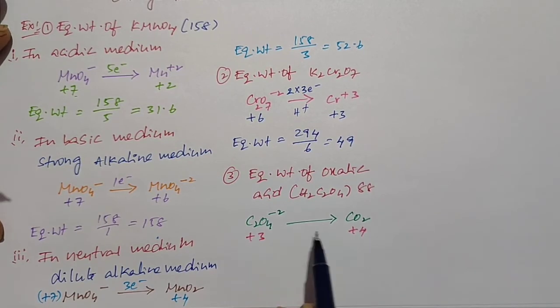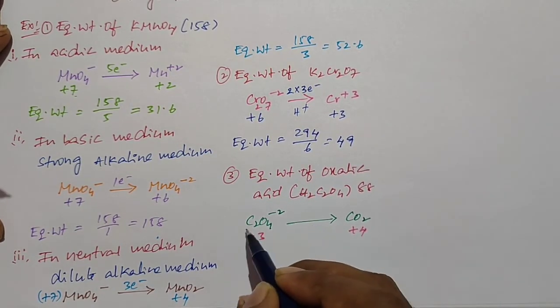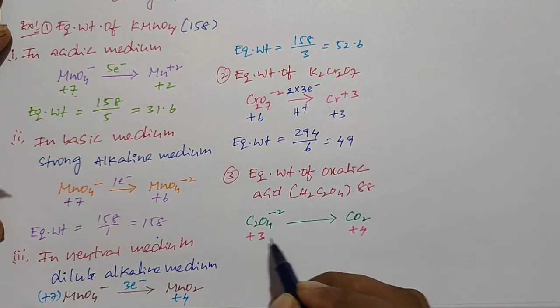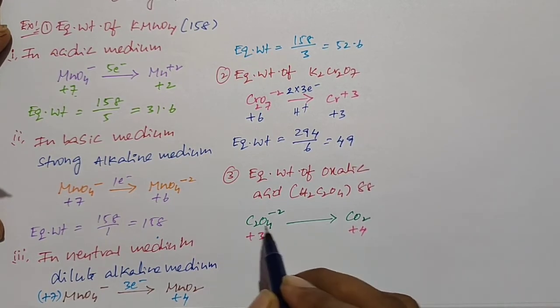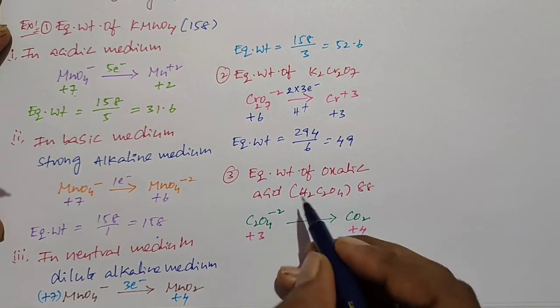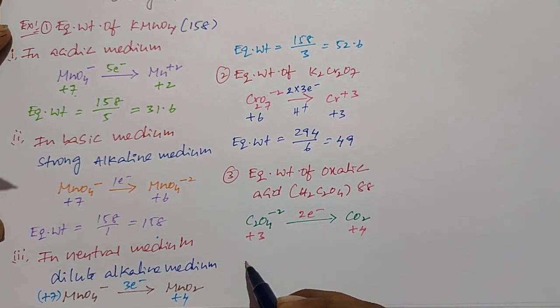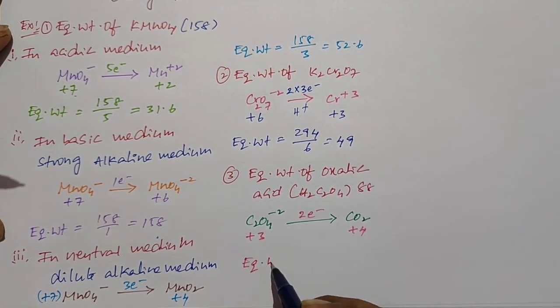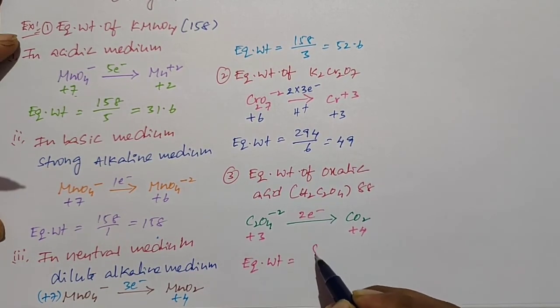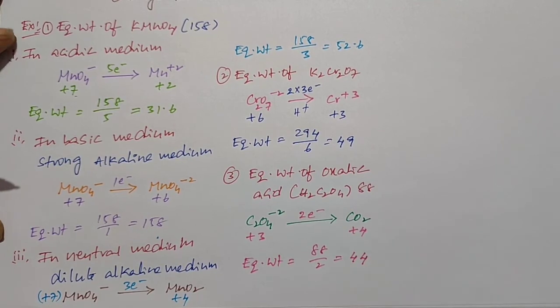Here 1 electron is lost for 1 carbon. So totally 2 electrons. Why? Because there are 2 carbons. For 1 carbon the change in oxidation state is 1, so for 2 carbons 2 electrons are lost. So then equivalent weight is equal to molecular weight 88 by 2, you get 44 grams.